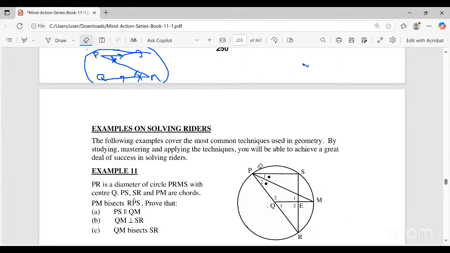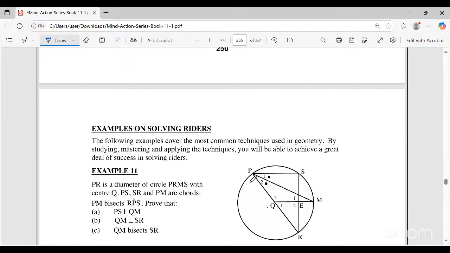Okay, then the next question, we are required to prove that QM is perpendicular to SR. Where is QM? Here is QM, perpendicular to SR. I love this question. Anyone with some idea of how we can prove this? PR is a diameter, so angle PSR is 90 degrees.